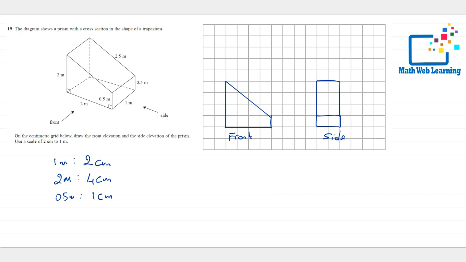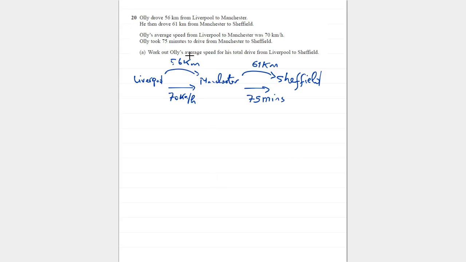Next question is question 20. Alright, question 20 is a question on speed. We have Ollie, who drove from Liverpool to Manchester. I illustrated the diagram here with all the information needed. Liverpool to Manchester is 56 km. Manchester to Sheffield is 61. Now the speed he was driving from Liverpool to Manchester is 70 kilometers per hour, and the time it takes him to travel from Manchester to Sheffield is 75 minutes.